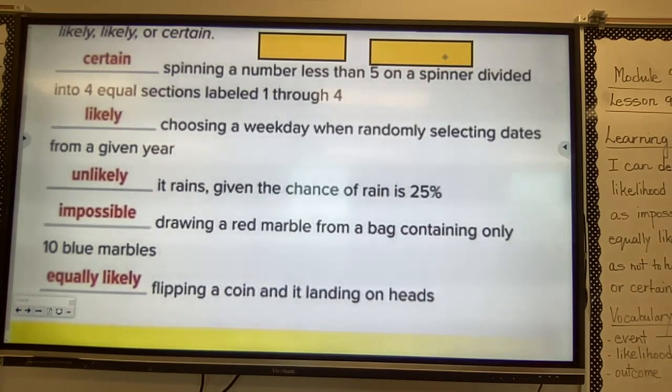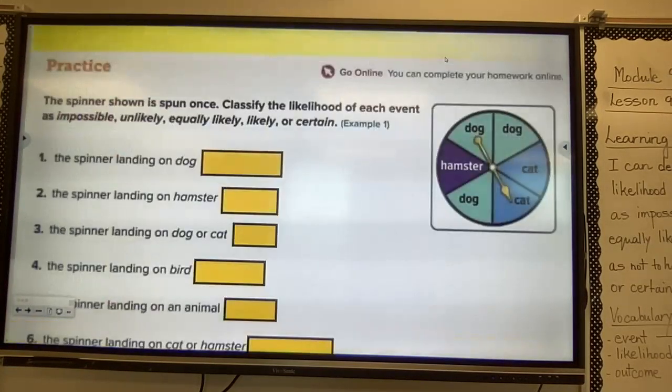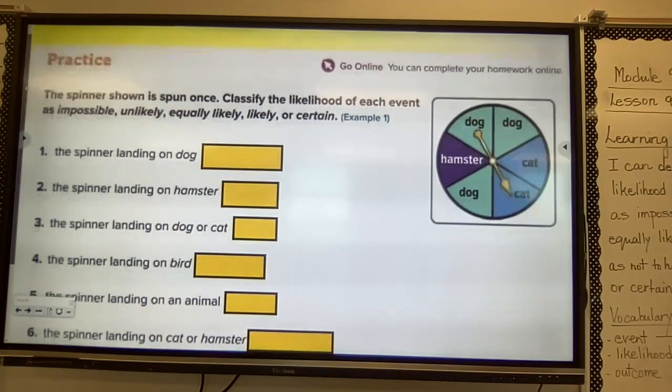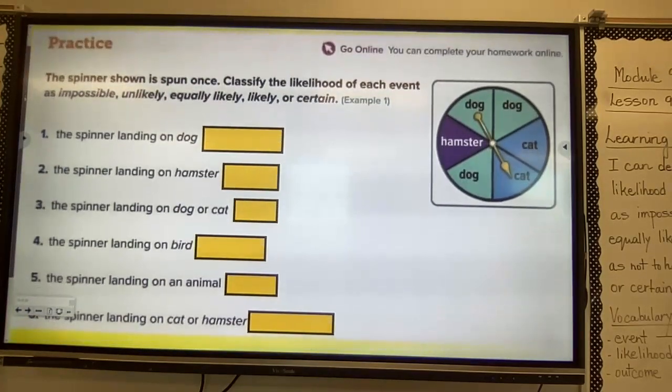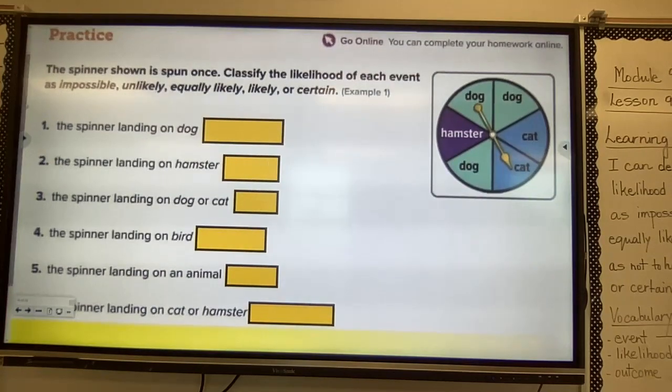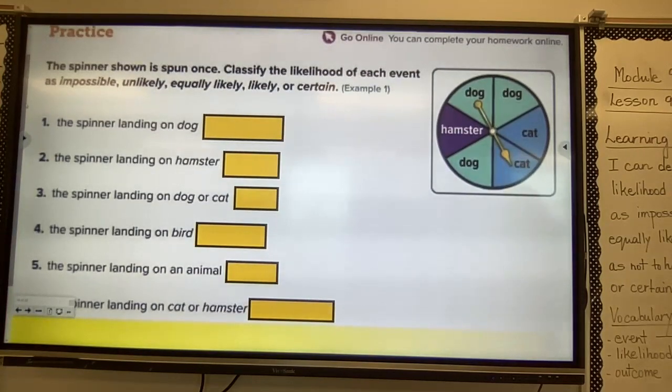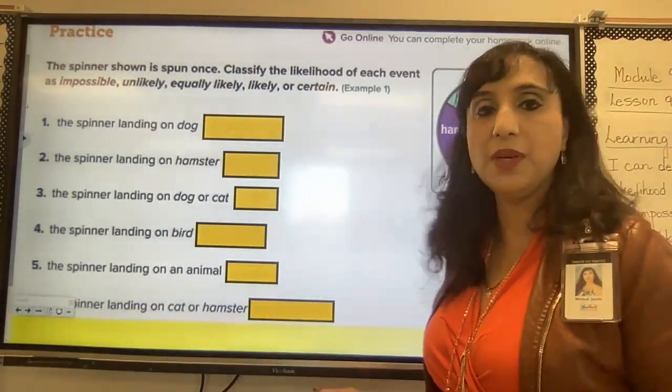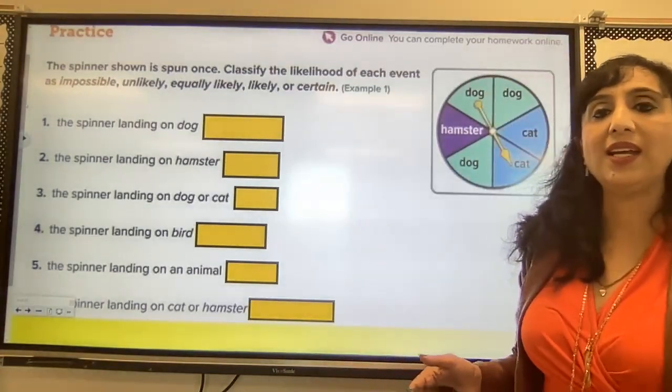Okay. So let's do one more example. So let's look at this. And you've got this spinner. The spinner shown is spun once. Classify the likelihood of each event as impossible, unlikely, equally likely, likely, or certain.